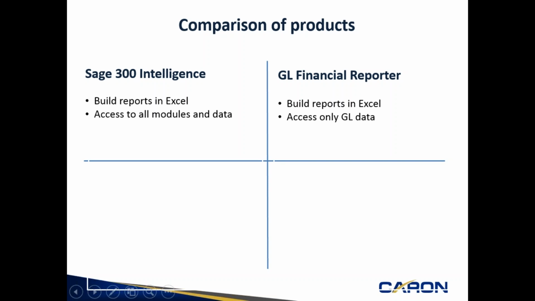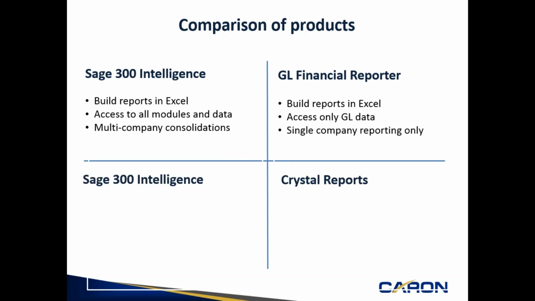So you can create reports based on non-GL modules. For example, if you wanted to find something in AP or create a report in AP, you could use the Intelligence Reporting. In fact, you can even use a different database. It doesn't have to be Sage 300. For example, you can create a report from CRM and also Sage 300. Multi-company consolidations can be handled by the Sage Intelligence Reporting product, but cannot be done with the Financial Reporter. It's single company reporting only. Okay, those are some of the key differences.